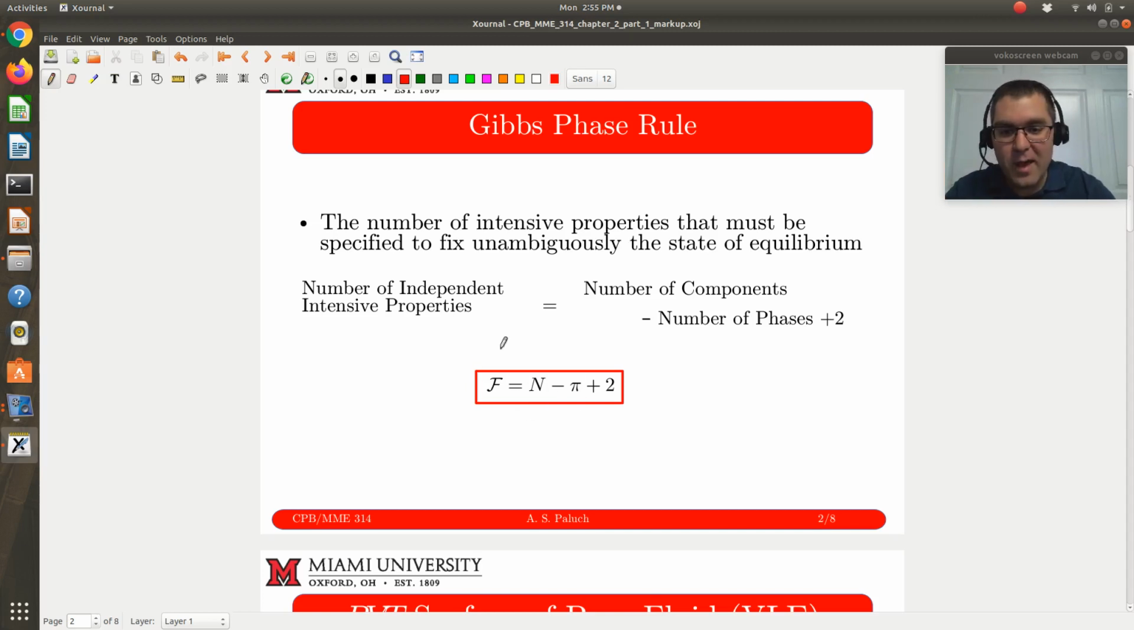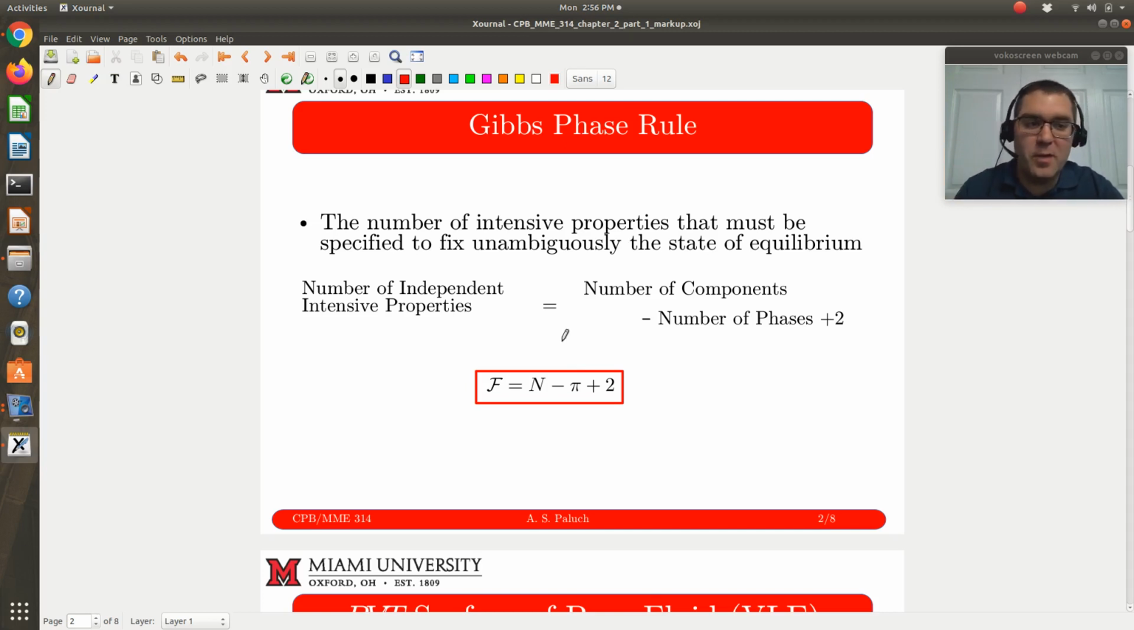Here I have it boxed in. F, the number of degrees of freedom, is equal to n, the number of components, minus pi, the number of phases, plus 2. So if I have a single component, single phase system, n would be 1, pi would be 1, so I have F equals 2.